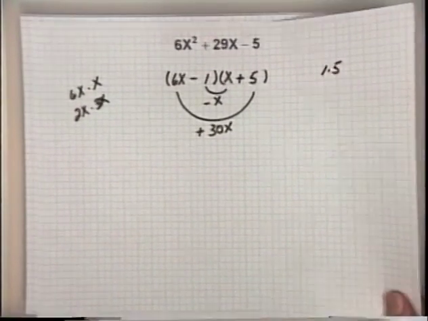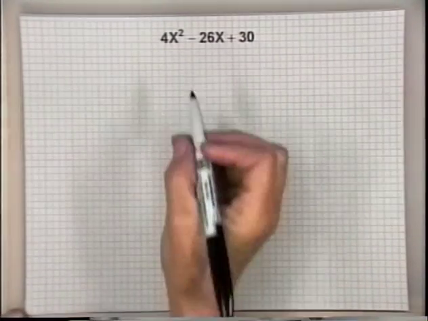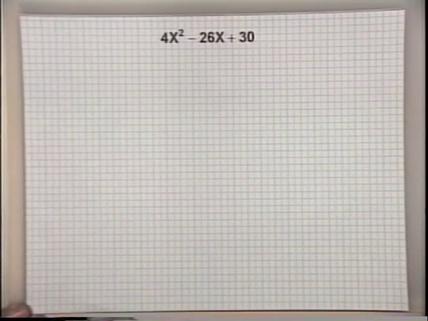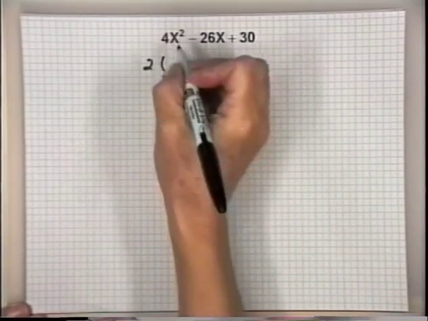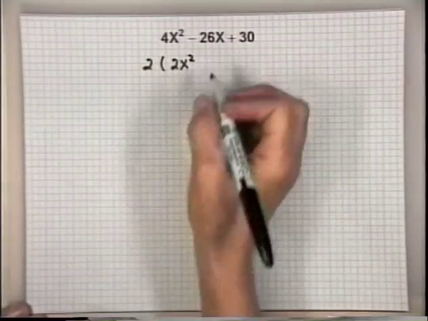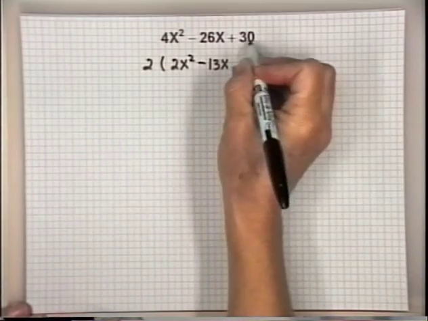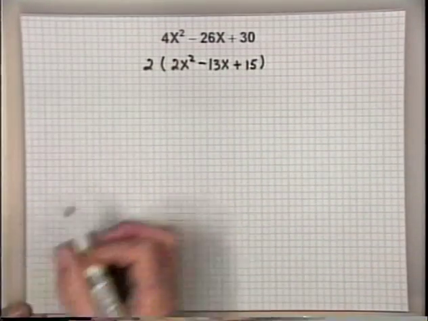Until now, we have not done problems that had a common factor. So let's do some now that we will have a common factor and see how that works. Notice with these three terms, all of the numbers are divisible by 2. So we can factor out a 2. Dividing 2 into 4x squared, I have 2x squared. Dividing here, I get a minus 13x. And dividing a positive 30 by 2 gives me a positive 15.